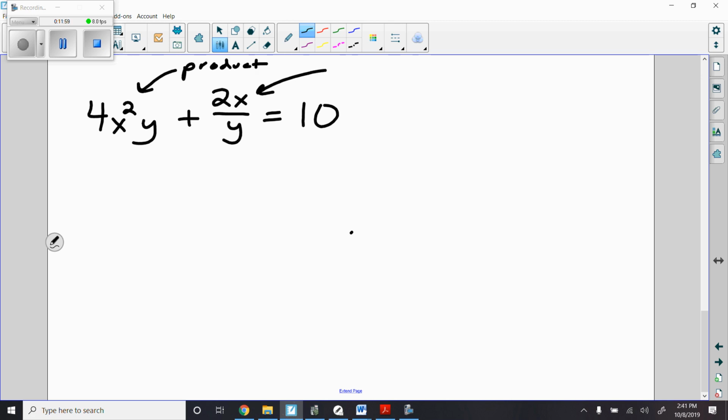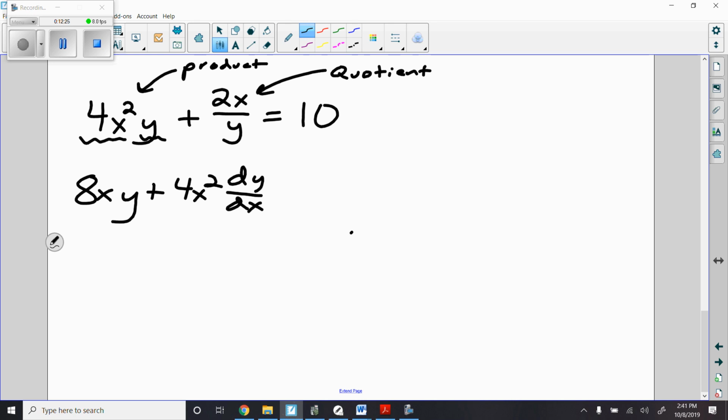And I'm going to use quotient rule for this one. So, doing this derivative, I'm thinking of this as my first and this as my second. So I do the derivative of the first times the second plus the first times the derivative of the second.